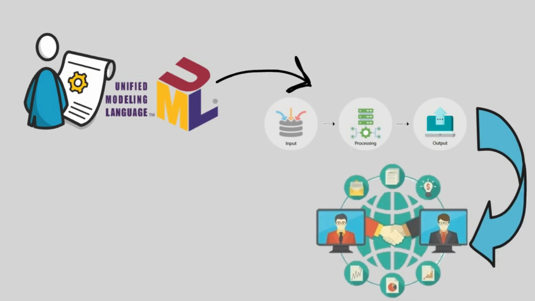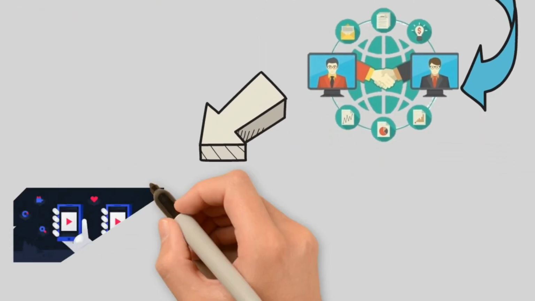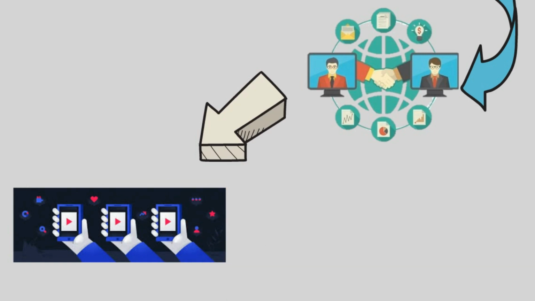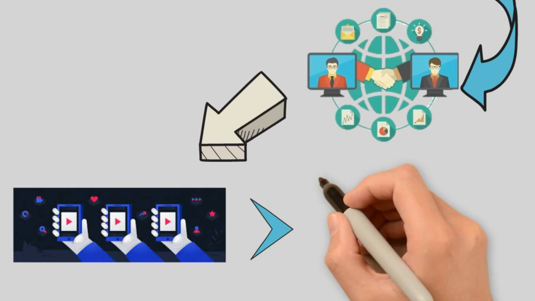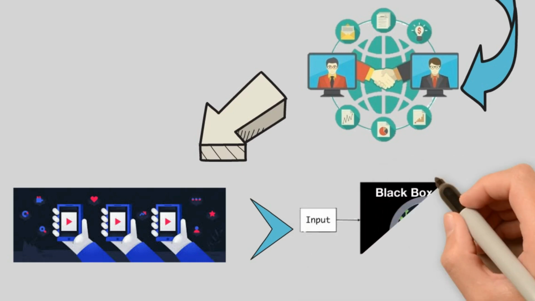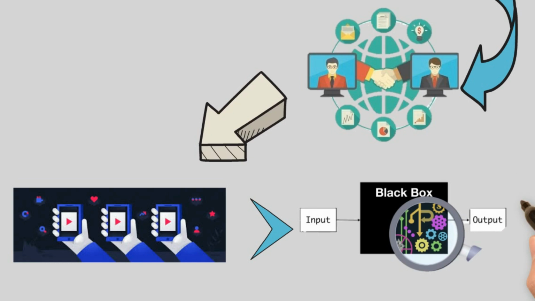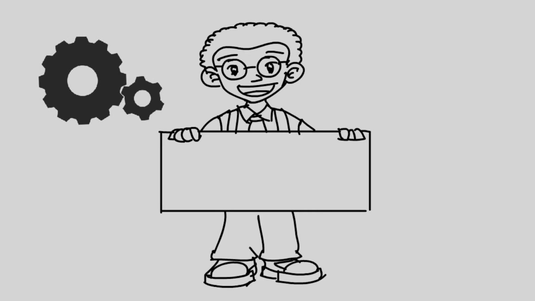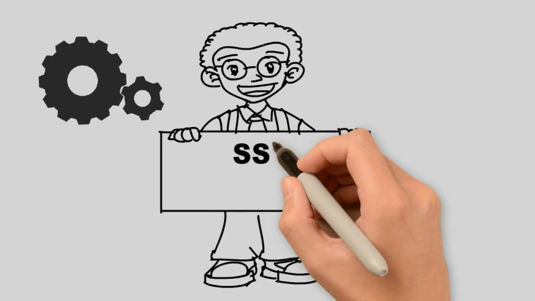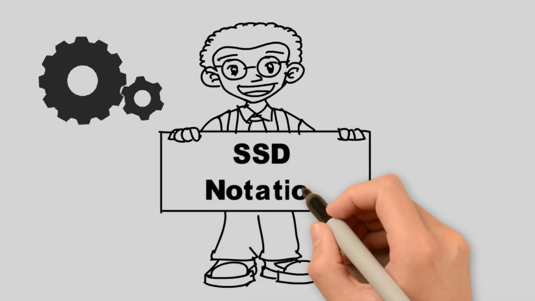It shows the actor interacting with a system. It shows the sequence of interactions as messages during the flow of activities. The system is shown as one object, a black box. SSD notation.